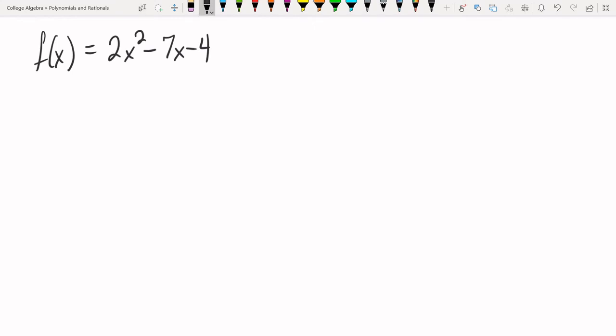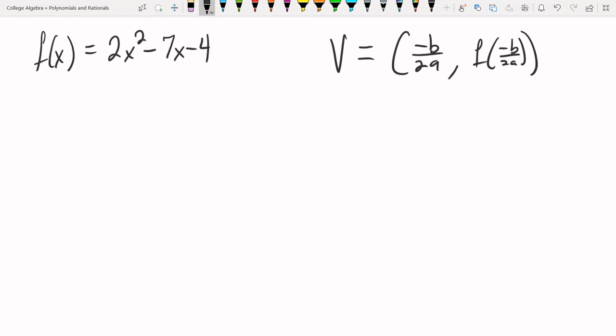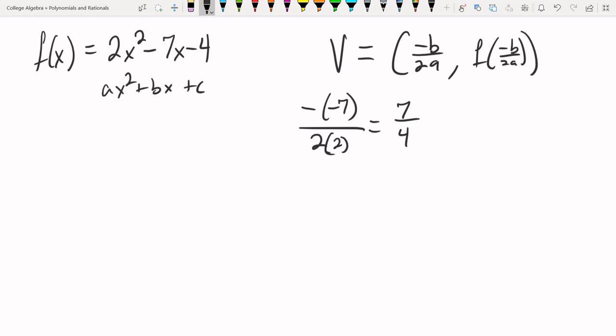And it's using this formula here. The vertex of a quadratic is at -b over 2a, and then f of whatever that number that you just got was. So in this case, -b over 2a, we think about this as ax squared plus bx plus c. -b is going to be negative of -7 over 2 times a. A is 2 in this case. And we get 7 over 4. So 7/4 is the x coordinate of the vertex.